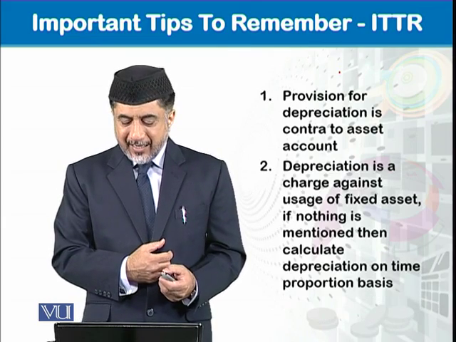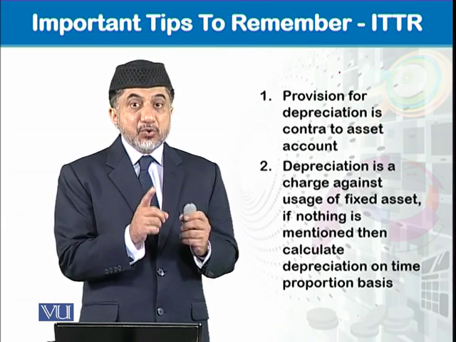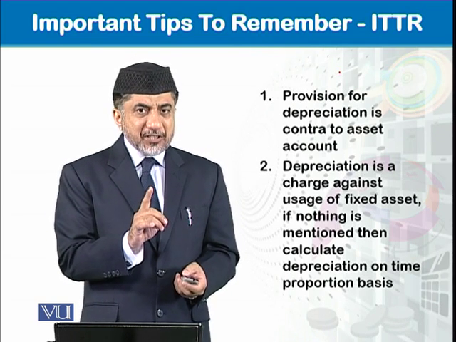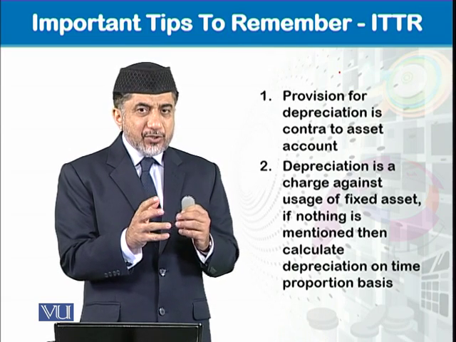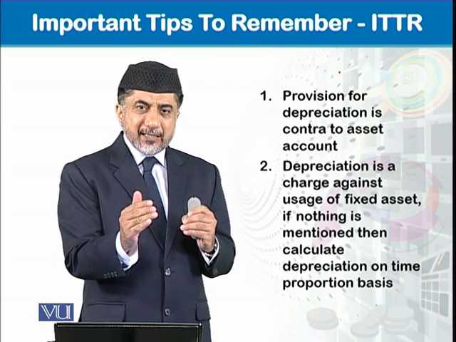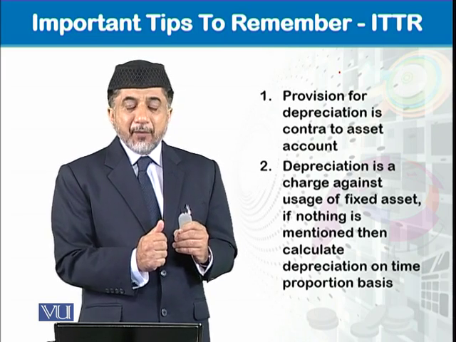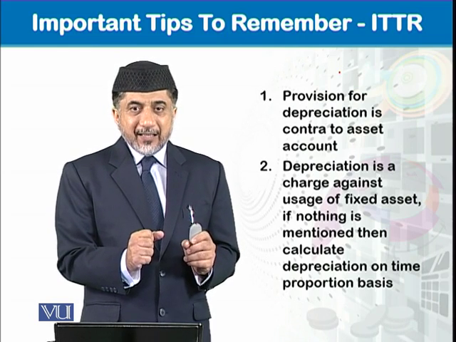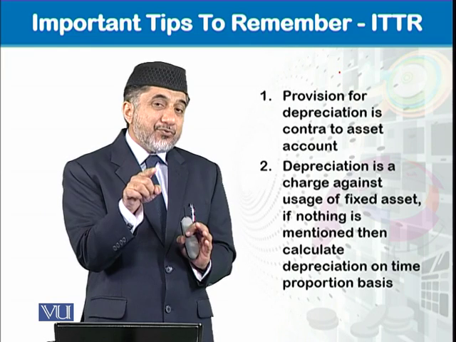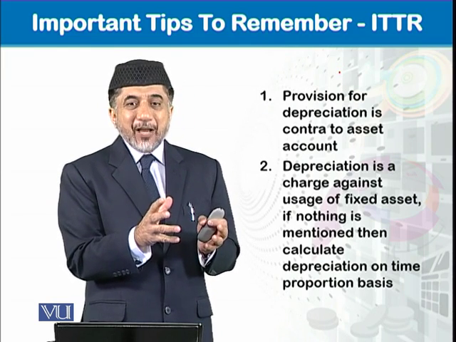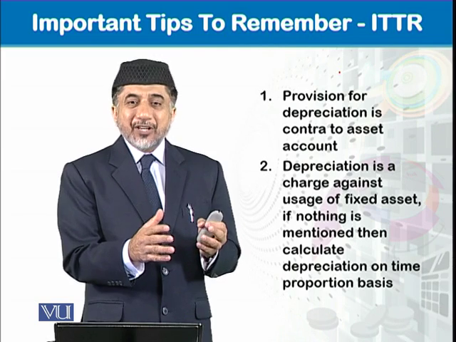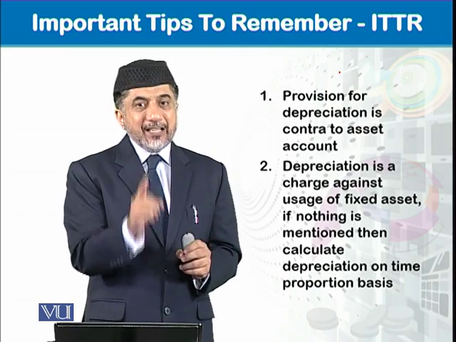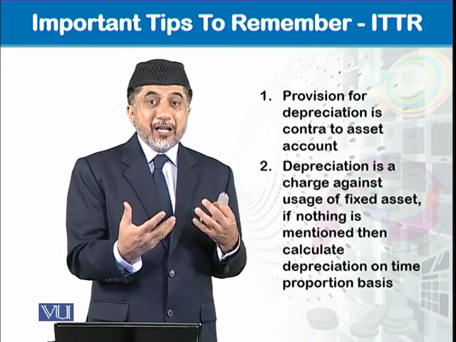And the second thing is that depreciation is a charge against usage of fixed asset. If nothing is mentioned, when I'm saying usage, so the usage period should be considered 6 months in our example. But if nothing is mentioned in the question in terms of the basis, whether time proportionate base is to be used or full year depreciation base is to be used, then time proportionate should be done because it becomes logical then.